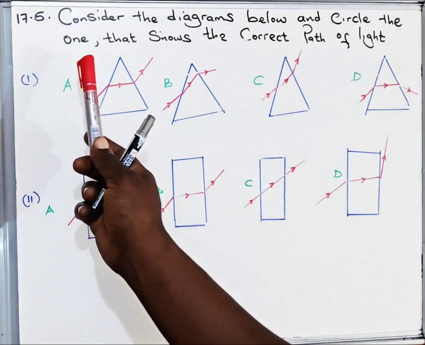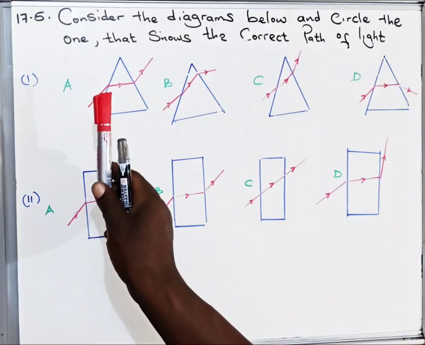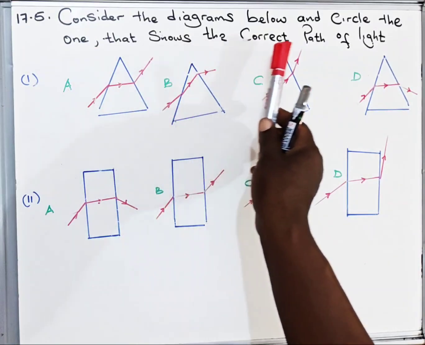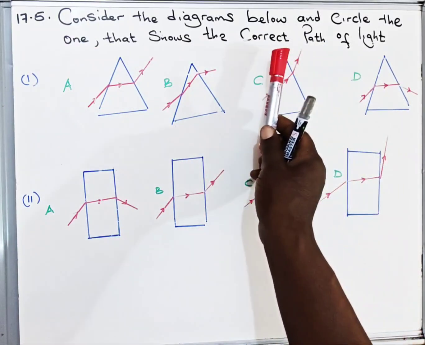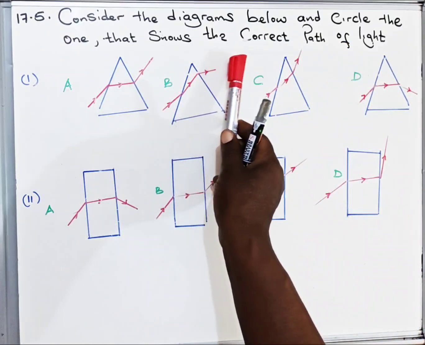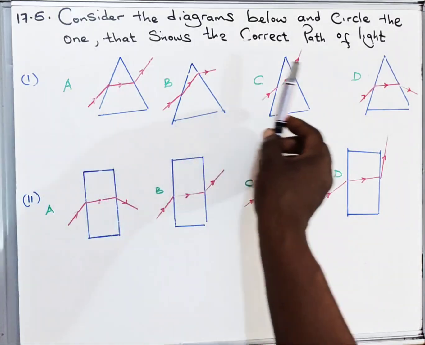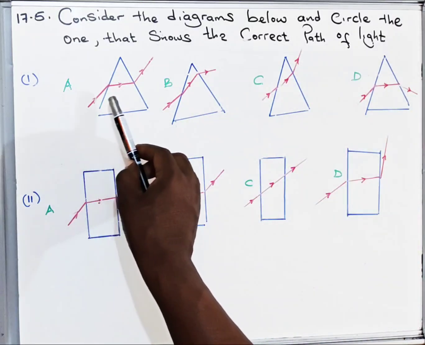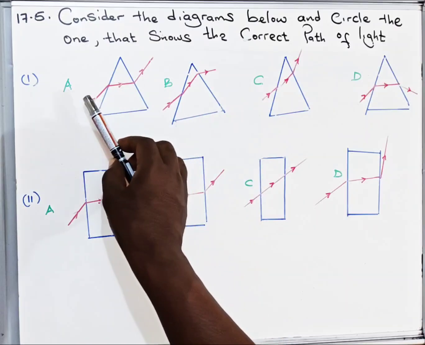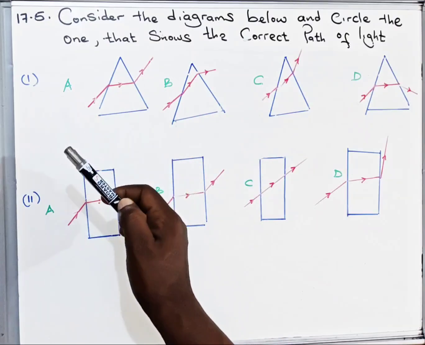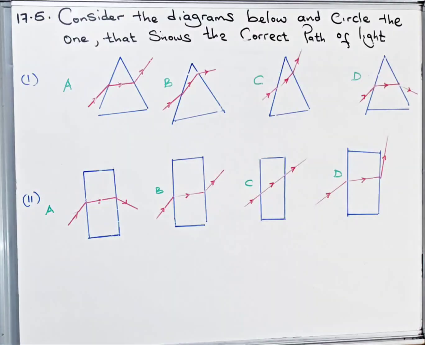Tonight we are looking at this question. It says: consider the diagrams below and circle the one that shows the correct path of light. Let's look at the first set. We have a glass prism, and light is entering it. What is the path supposed to be taken by this light, and what are the factors we consider to understand that path?